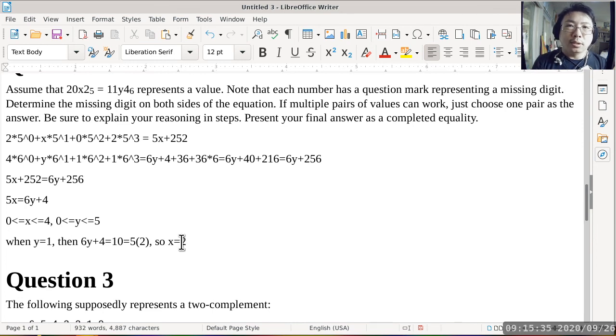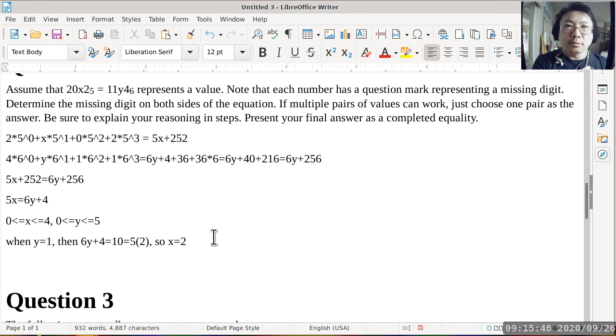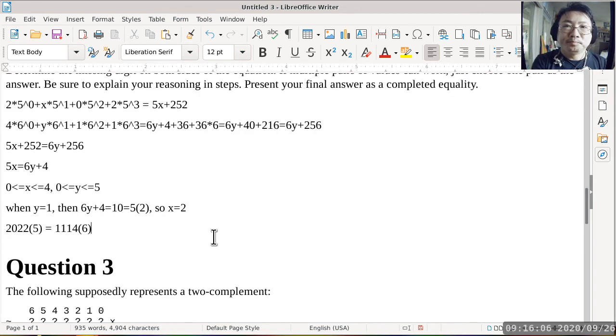So the answer is x is 2, which means this digit here is a 2, and y is 1, which means this digit here is a 1. Okay, so I'll just go ahead and write the entire answer here, which is 2022 in base 5 is 1114 in base 6. There we go.